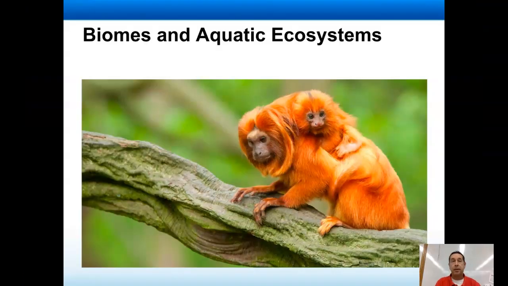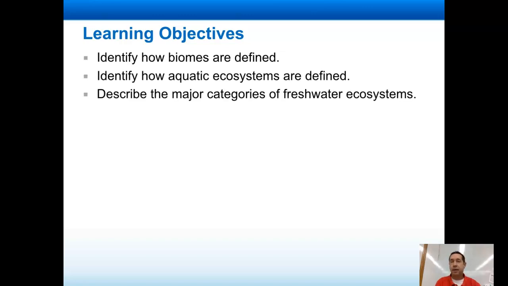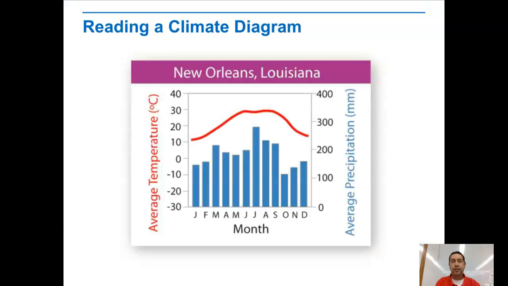Okay, and this video is going to be on biomes, both terrestrial and aquatic biomes and ecosystems. We're going to look at how terrestrial biomes are defined, how aquatic ecosystems are defined, look at the categories of freshwater ecosystems, as well as the importance of estuaries.